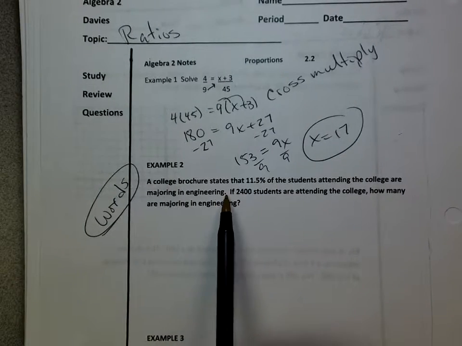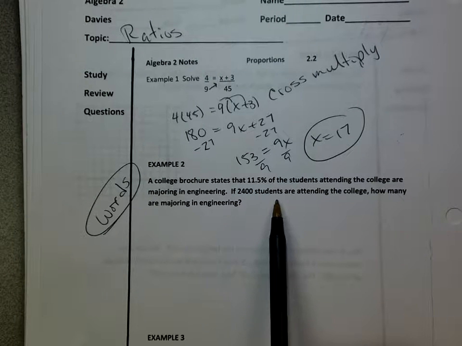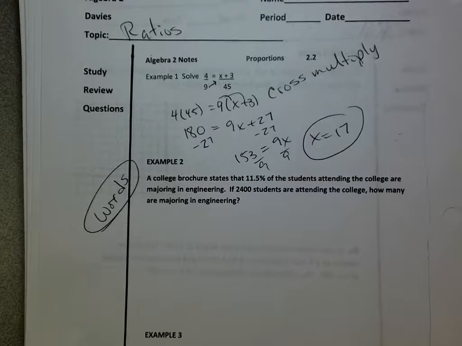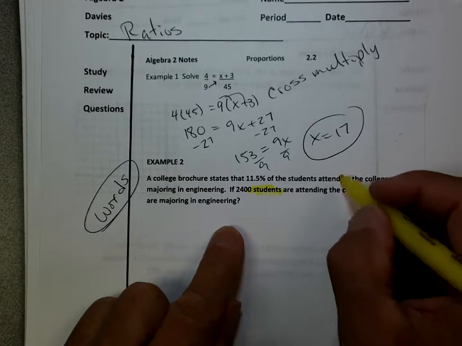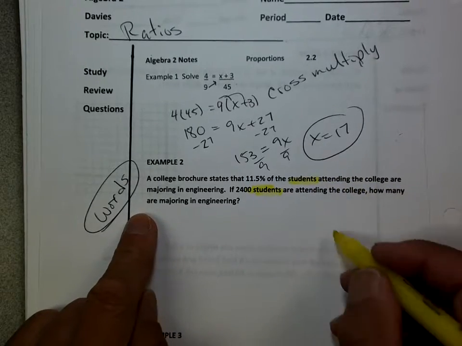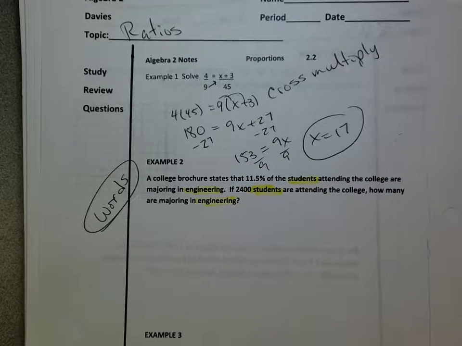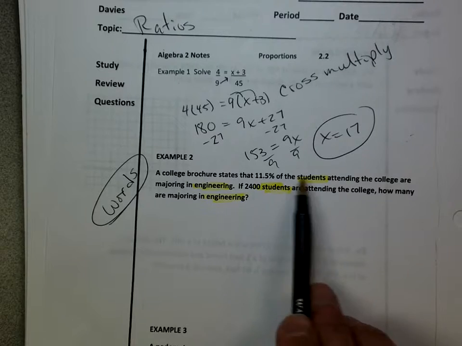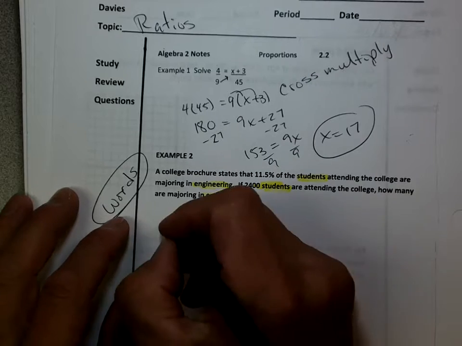The college brochure states that 15% of students attending college are majoring in engineering. If 2,400 students are attending the college, how many major in engineering? So the words I think I'm looking for are things like students, right? I've got students, and then I've got engineering students. So I've got engineering, and I've got engineering. Okay, so let's see if I can set up a little ratio here. So I'm thinking, all right, let's make sure that we have things consistent. So what I have is 11.5% of the students attending the college are majoring in engineering. Okay, there's 2,400 students. So let's set it up as this.